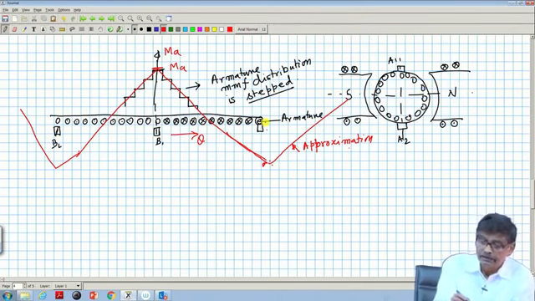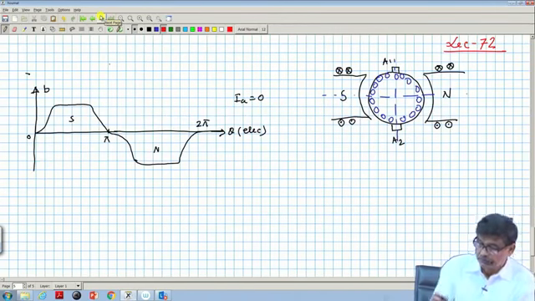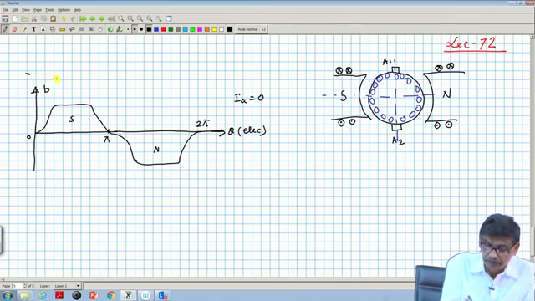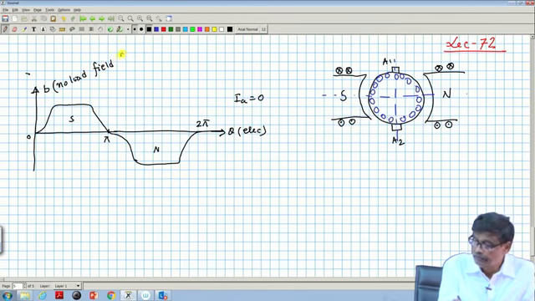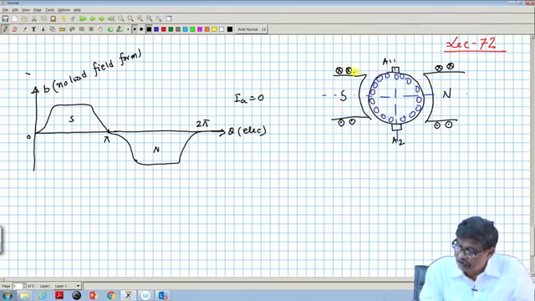So, then we come to this one. This is the no load field form, mind you. This is the no load field form B. This is produced by whom? These field coils.